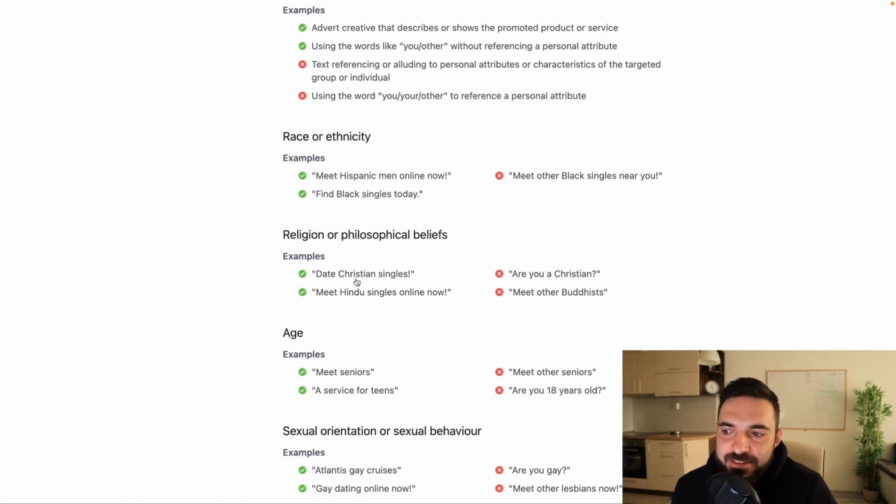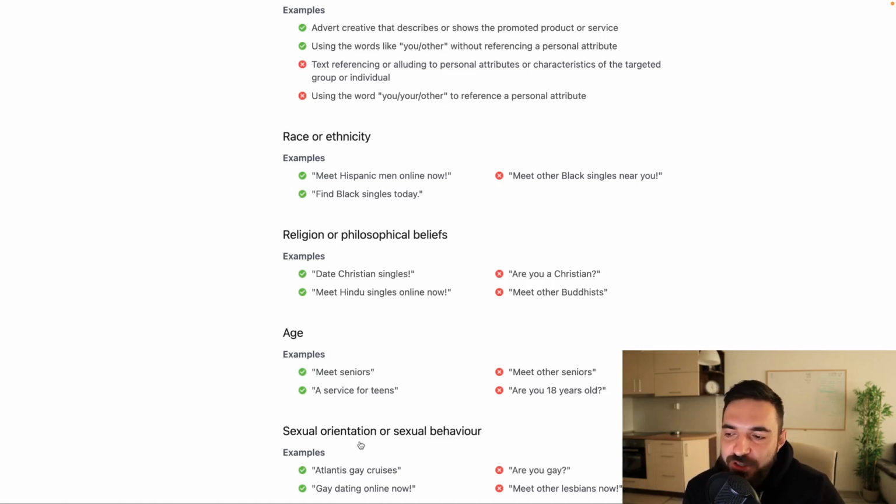You can say date Christian singles, but you cannot say are you a Christian, you know. You can say meet Hindu singles online now, but you cannot say meet other Buddhists because you're making an assumption that the person who reads the ad is Buddhist, but they might not be. You can say meet seniors, but you cannot say meet other seniors. You can say a service for teens, but you cannot say are you 18 years old. That's very, very bad.